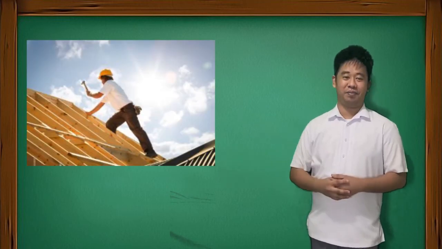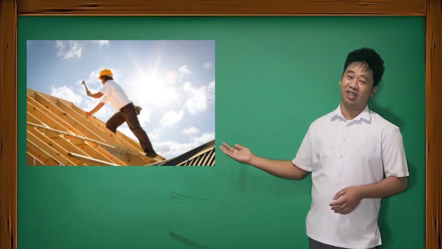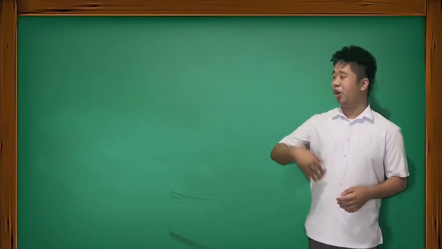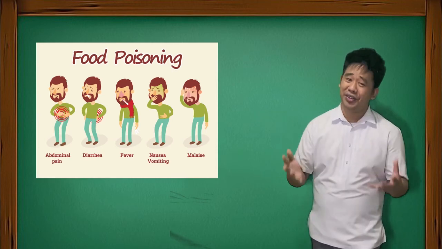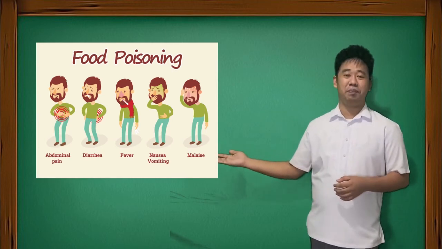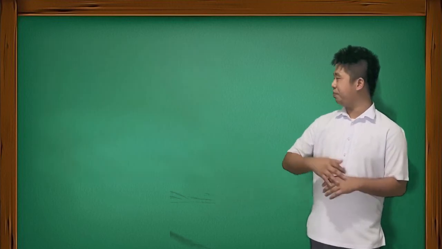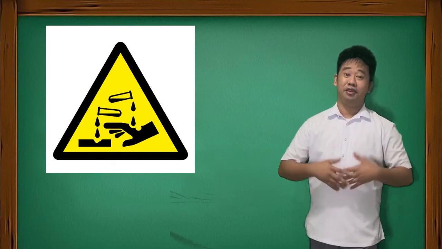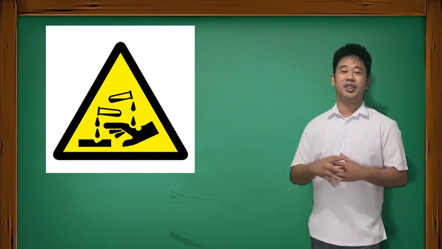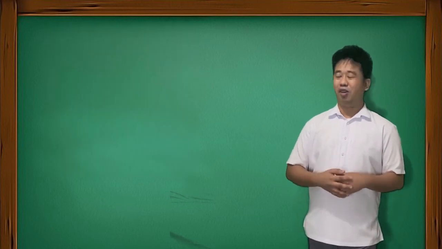Yes, Joanna. Very good. This one is an example of a physical hazard. What about the number three picture? Yes, Joanne. Very good. This one is an example of a biological hazard. What about the next picture? Yes, Denise? Very good. This one is an example of a chemical hazard. What about number five?